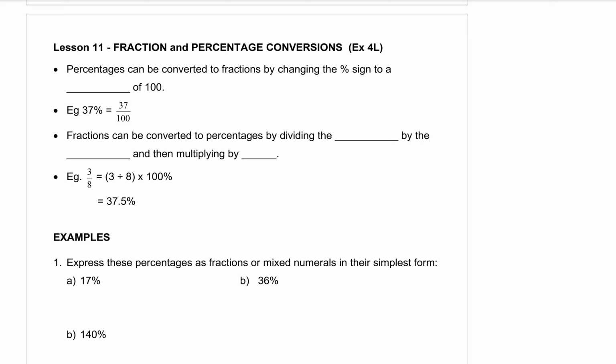and percentages. So percentages can be converted to fractions by changing the percent sign to a denominator. So the word you need to put in there is denominator. To a denominator of 100. So for example, if you have 37%, that is the same as 37 over 100. You just put the 100 on the bottom.